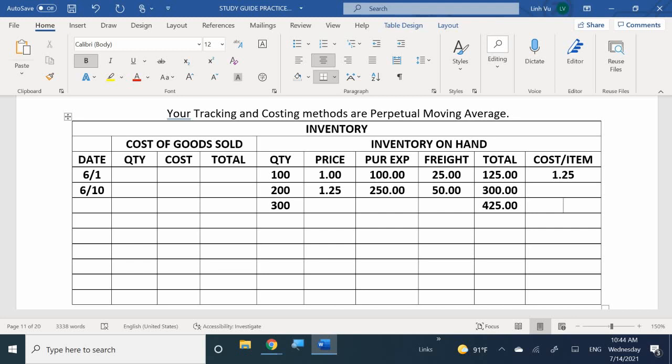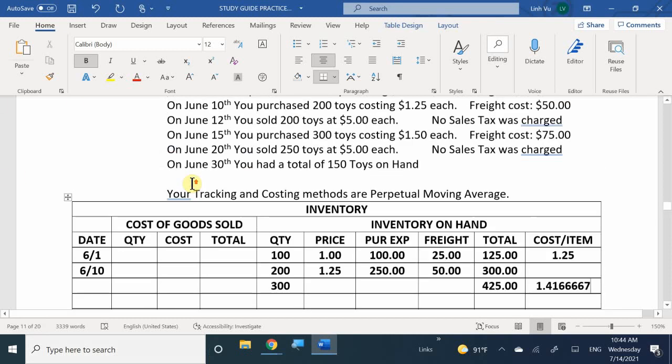I got 1.4166666667. 1.41666 is okay. It's 7 sixes. It's okay. Just keep that in your calculator. So now we have that. Let's see what happened in the next scenario.